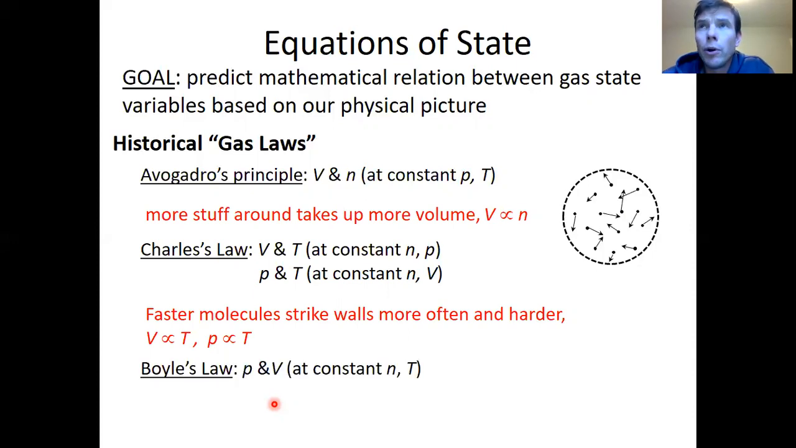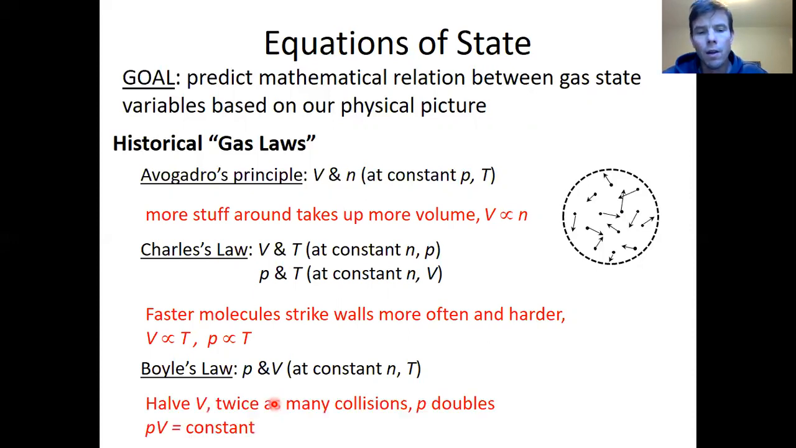Last but not least, we have Boyle's law. Boyle's law relates pressure and volume. And what Boyle found out was that if I multiply those two variables, pressure times volume, you get a constant. The idea here is that if I decrease the volume by a factor of 2, you have twice as many collisions. And those two factors offset one another. So pressure times volume is a constant.